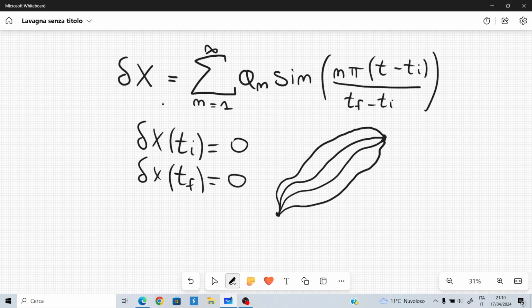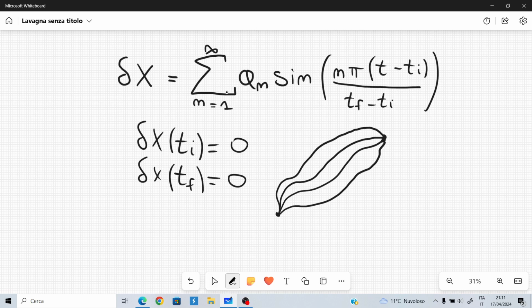So we choose a function like this, we expand it, and we can see that we can write down the sine here, because if you evaluate this sine at t equal to Ti, you get the sine of 0, which is 0, but also when you evaluate the sine at t equal to Tf, you will get 0, because you have the sine of n pi times 1, because you have Tf minus Ti divided by Tf minus Ti, which will give you 1, so you have the sine of n pi, but that's 0, right?